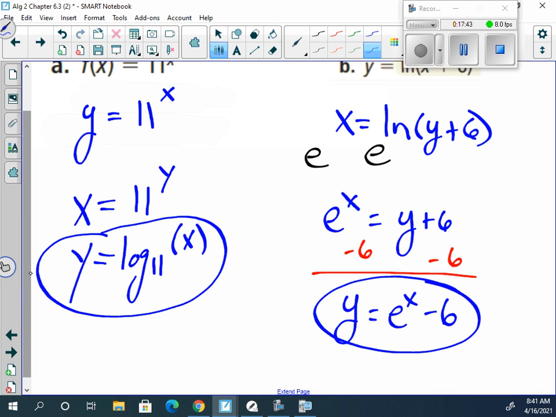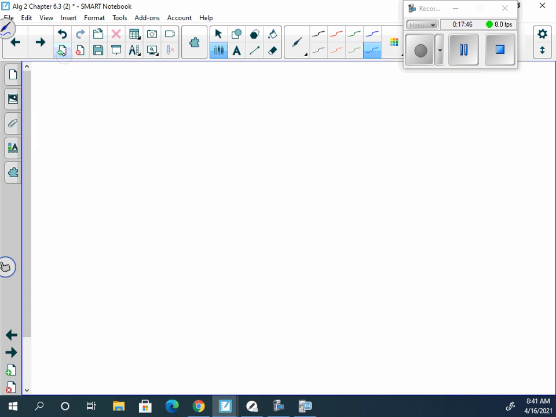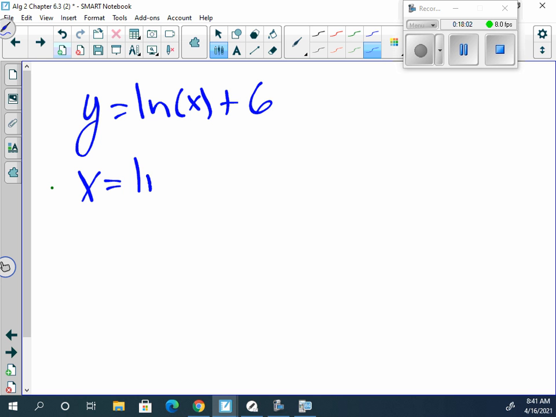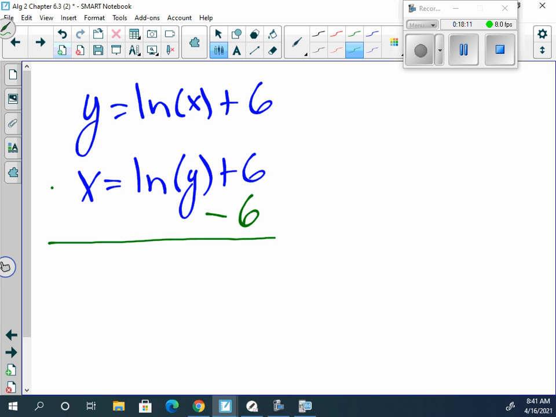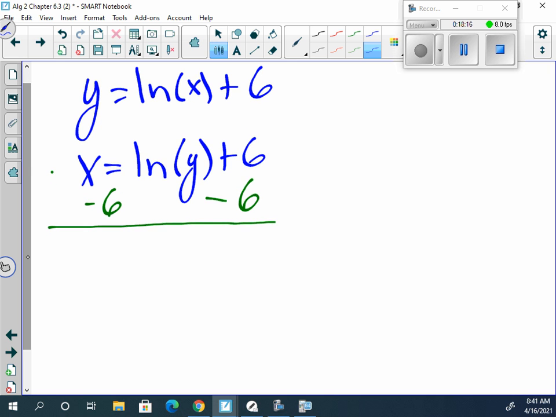Are there any questions on this here? So what I'm talking about is having something like, we could have something like this here, and we can find its inverse. But to do that, well, we would first switch. And this isn't on here. You can kind of watch this if you want. We would really move the 6 first, which would give us x minus 6 is equal to the natural log of y.